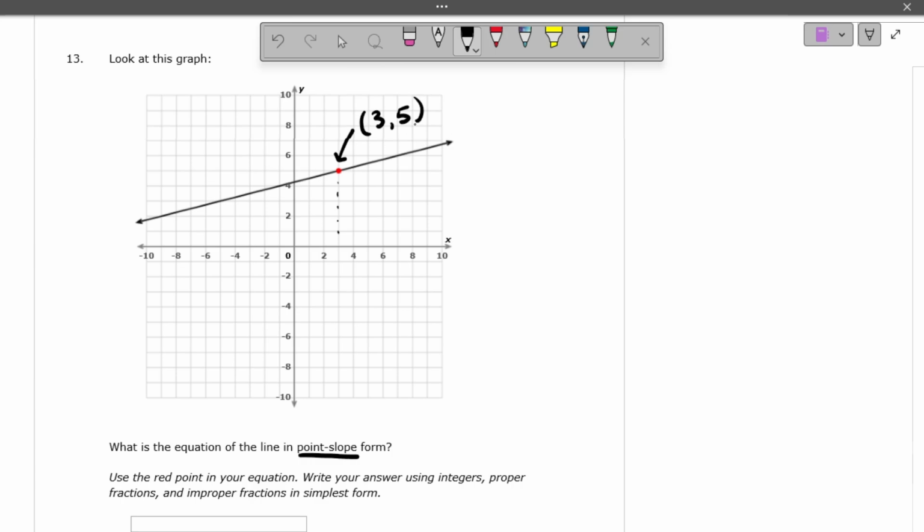And now all that's left is to find slope. So let's find another point where it intersects, which I would say intersects right there. And drawing a tiny triangle, looks like we go up 1 from 4 to 5, and then from negative 1 to 3 is a 4. So it looks like our slope, rise over run, is 1/4. So putting all of that together, we have y minus 5 equals 1/4 times x minus 3. And that is the answer to 13.